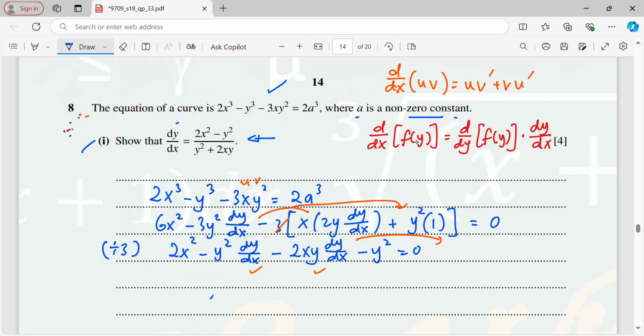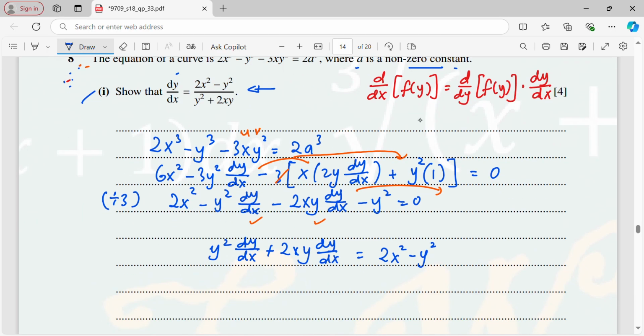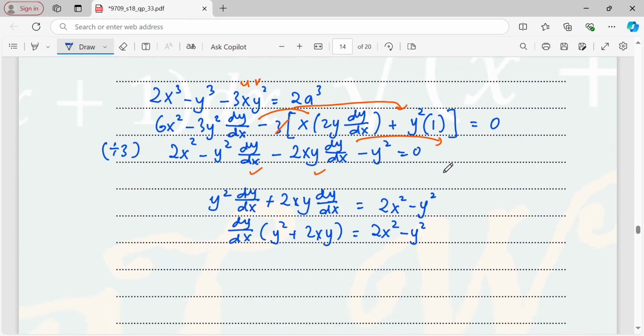Therefore, when I rewrite, y squared dy dx plus 2xy dy dx, so the 2x squared and the minus y squared will stay on the same side. I will be getting 2x squared minus y squared. And now for the dy dx to be the subject, I will just factorize dy dx. Then you will be getting y squared plus 2xy on the left side, and the right side just remains 2x squared minus y squared. At last, the brackets will be moved down to the right side. Then you are getting the given answer.